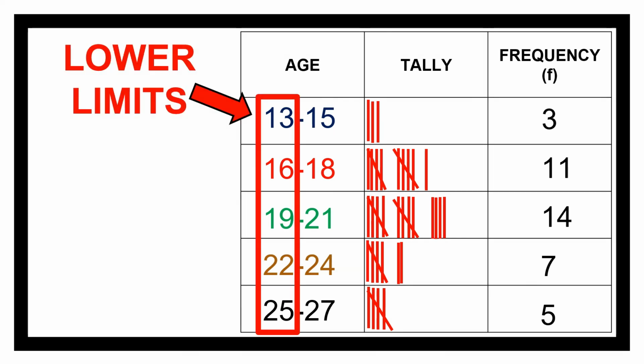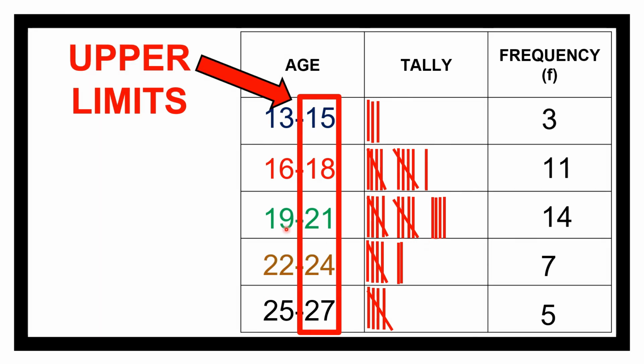We also have, with these class intervals, the class limits, which are classified into lower limits. The lower limits are the lower numbers in each class interval. So for 13 to 15, the lower limit is 13. For 16 to 18, the lower limit is 16. For 19 to 21, 19 is the lower limit. For 22 to 24, 22, and for 25 to 27, 25 is the lower limit. The upper limits, on the other hand, are the higher numbers in each class interval.